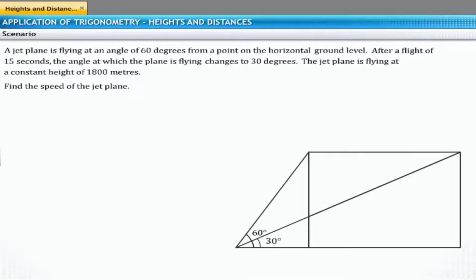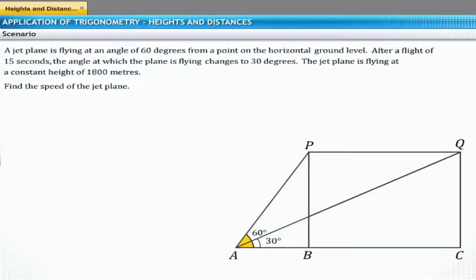First, we'll draw a rough figure based on the problem. Here, A is the point of observation and AC is the horizontal line through the point of observation. P is the point at which the height of the plane is first observed, and Q is the position of the plane after 15 seconds. AP and AQ are the two lines of sight. PB and QC are the perpendicular distances of point P and Q respectively from the horizontal line AC.